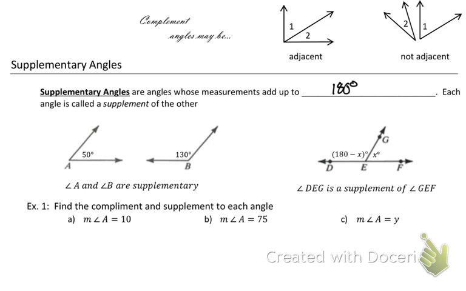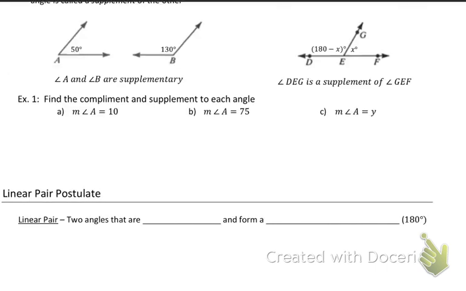Then we could talk about something like this. There's going to be times where I don't know the complete measures of things. Well, if this is x, then its supplement must be 180 minus x. In other words, if this is 50, this must be 180 minus 50, and it is. 180 minus 50 is 130. And we'll talk about that in a second. You're going to need that kind of information on the homework.